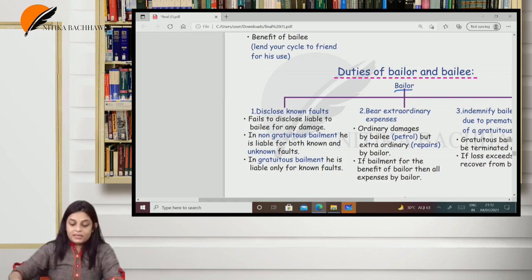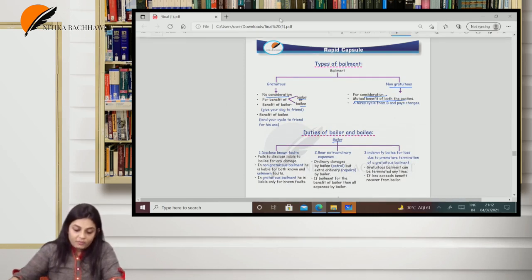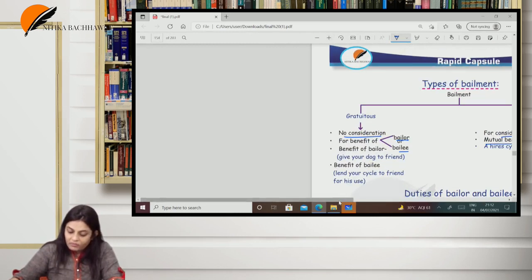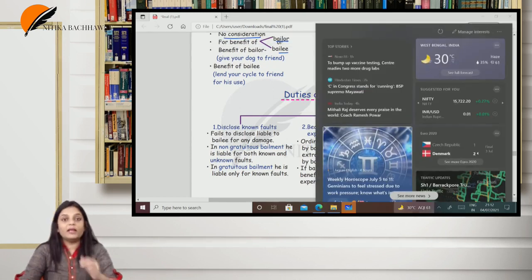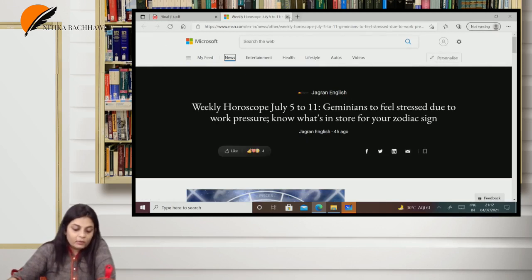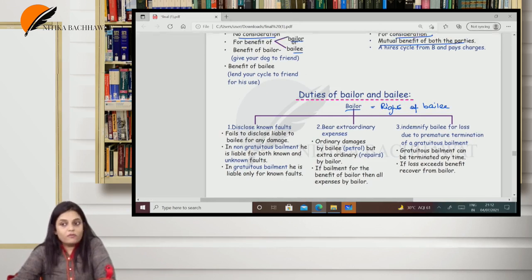Now, please understand, when we say duties of the bailer, it automatically becomes the rights of the bailee. Because the duty of the bailer is equal to the rights of the bailee and vice versa. So when we say duties of the bailer, it is automatically the rights of the bailee. So if you get a question like, what is the right of the bailee? Oh my god, I have never studied it. The duties of the bailer is the same.